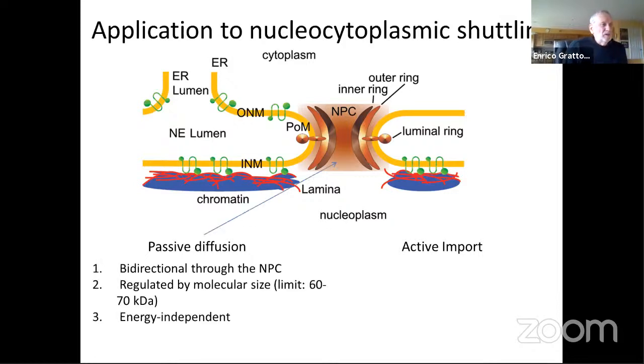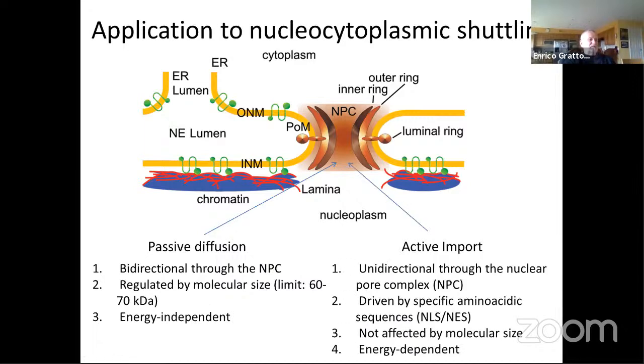Clearly, the passive diffusion will be bidirectional. If it's passive, it's simply diffusion. We know that it's regulated by molecular size. Everything which is larger than 60 to 70 kilodalton will not pass through a nuclear pore complex by a passive mechanism. And it will be energy independent, in the sense that it's just diffusion, determined by the temperature.